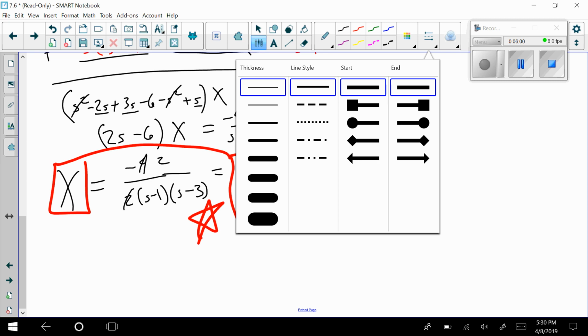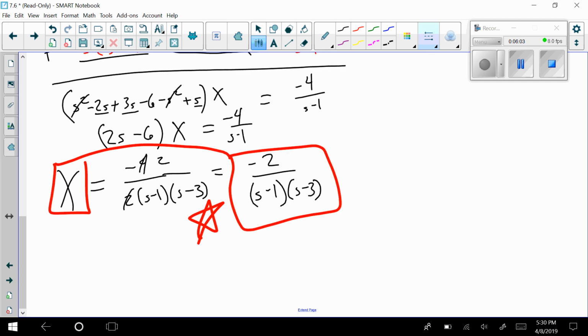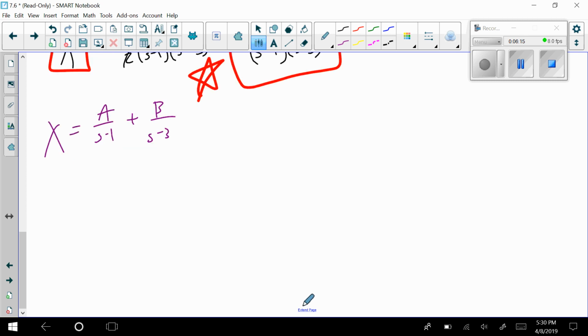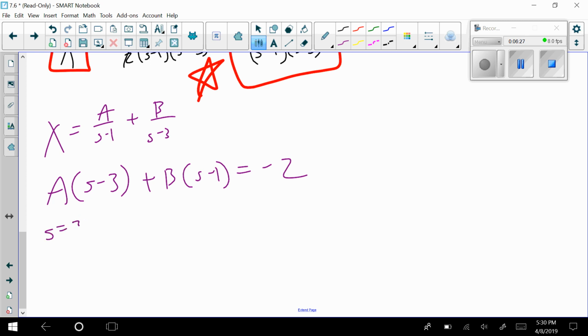After we have it, we're back to Laplace transforms, right? We're breaking this thing down. We know that x then becomes a over s minus 1 plus b over s minus 3. The auxiliary equation is a times s minus 3 plus b times s minus 1, and that should equal the top, which was negative 2. If I let s equal 3, this a goes away, but this becomes 2b equals negative 2, so b is equal to negative 1.